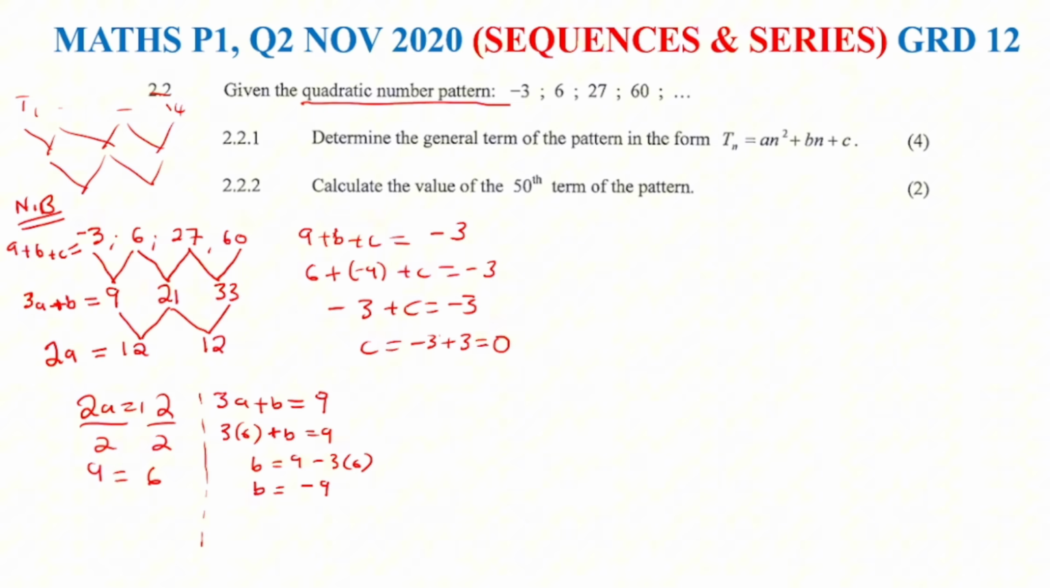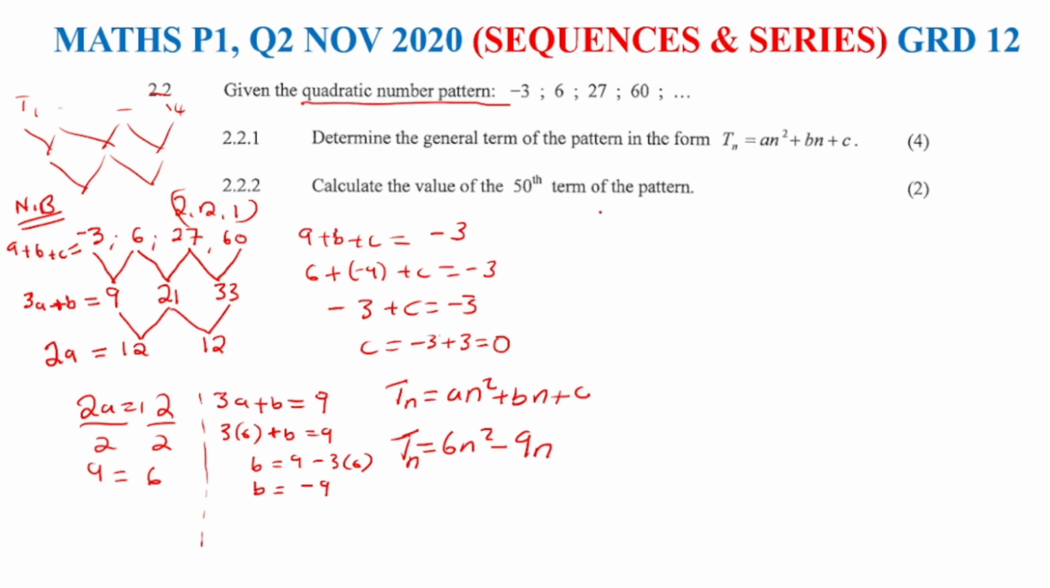Okay, right. So with that said, now we're going to come here in our formula and substitute. They say Tn is equal to an squared plus bn plus c. Therefore, we know the value of a; in this case, the value of a is 6. This is going to be 6n squared, rather it's going to be minus, because b is a minus. We're going to be minus 9. And we're not even going to bother to write c because c is equal to 0. Now that was 2.1, guys.